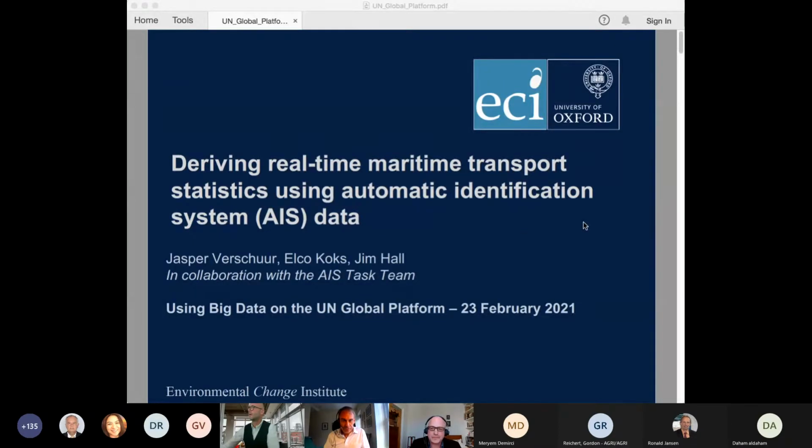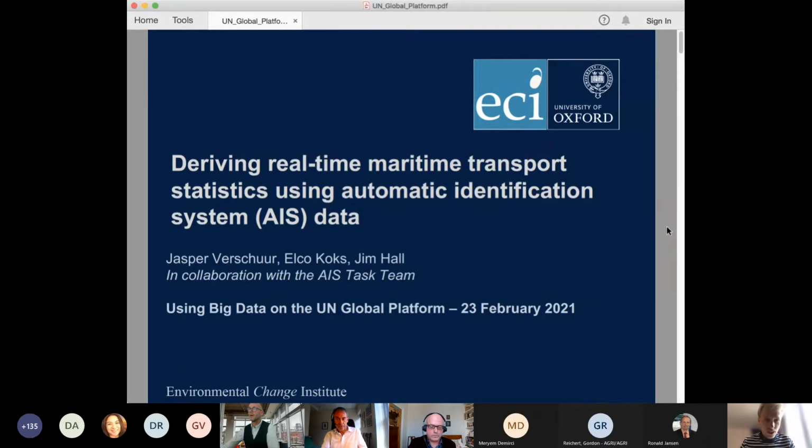Over to you. Thank you, Tom, for the introduction. And thank you, Stefan, for setting the scene and putting a bit of pressure on my shoulders here. So as Tom said, I will discuss part of my research as a PhD student at the University of Oxford on using the automatic identification system to derive real-time transport statistics. And before starting, I want to thank the AIS task team, especially Mark, who's leading the team, because it's a huge collaboration with a lot of people involved. So many thanks before I start.